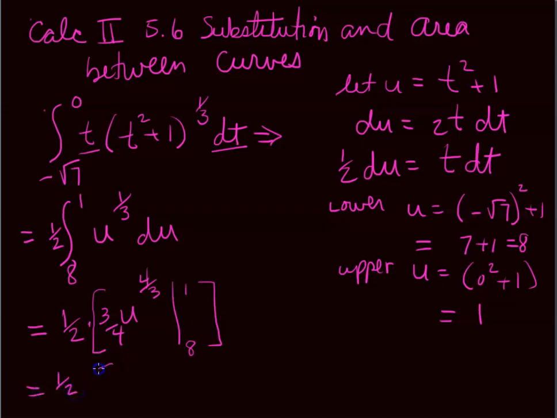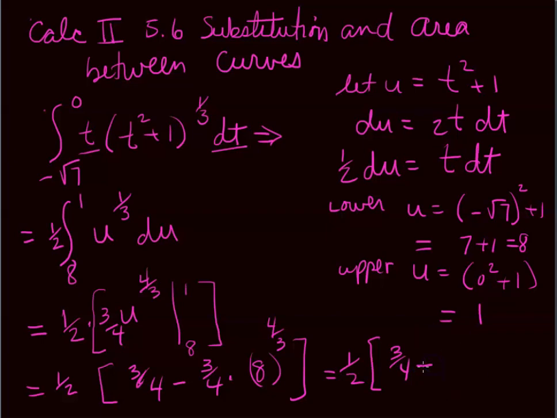So 1/2, let's see. If we plug in a 1, 1 to any power is 1, so this becomes 3/4. Minus, now we're going to plug in an 8. Let me write it down first. 3/4 times 8 to the 4/3. Well, we have the 1/2, we have the 3/4. Doing cube roots first can be helpful. That gets you to smaller numbers if it's nice. The cube root of 8 is 2. And then 2 to the 4th is really 16. So this is minus 3/4 times 16.